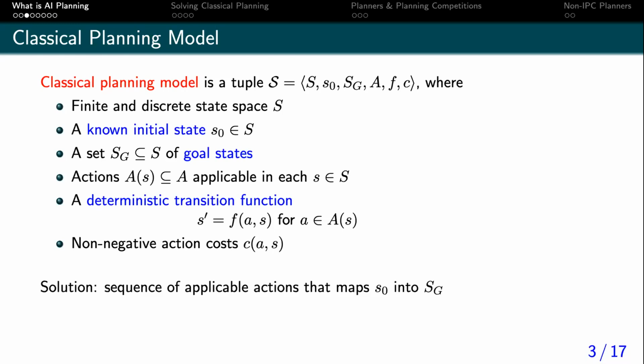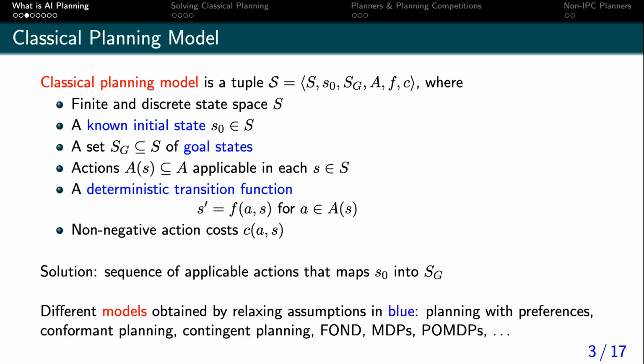Right, so solutions here are sequences of applicable actions that start at the initial state and end at some goal state. And going beyond classical planning, relaxing the assumptions that I marked here in blue results in more general models, such as, for example, planning with preferences or soft goals when the hard goals assumption is relaxed.